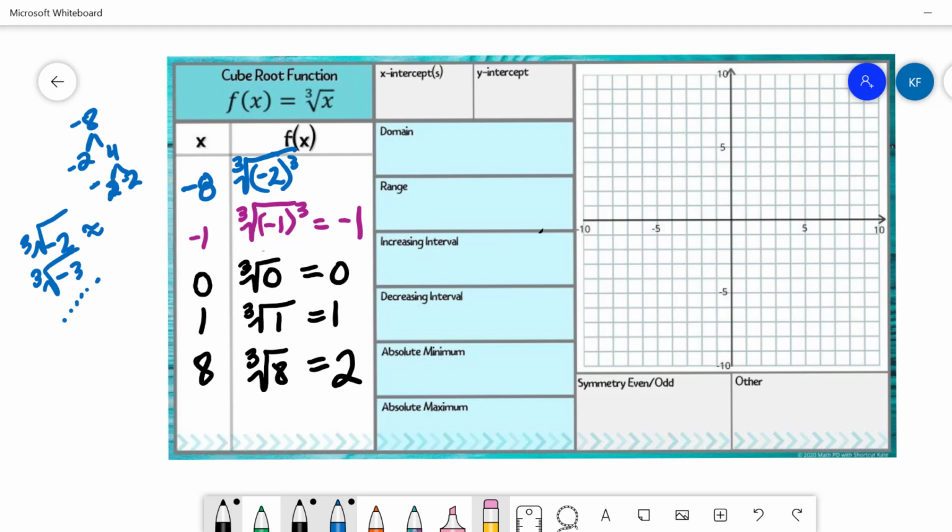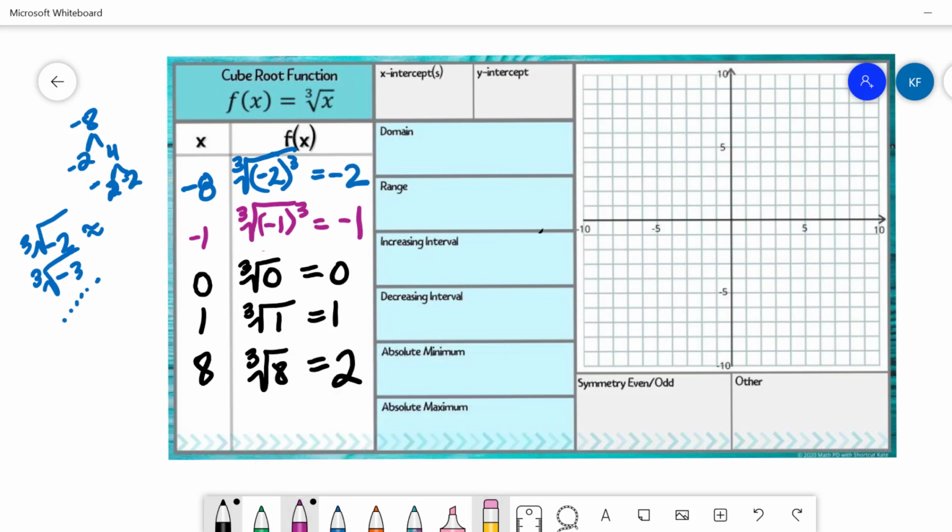So I'm just putting my negatives back on so you can see what I'm doing. So that means when I simplify the cube root of -8, I get -2. Okay, make sure you're pausing that video and you're understanding where the values are coming from. Okay, let's go ahead and start graphing this now.